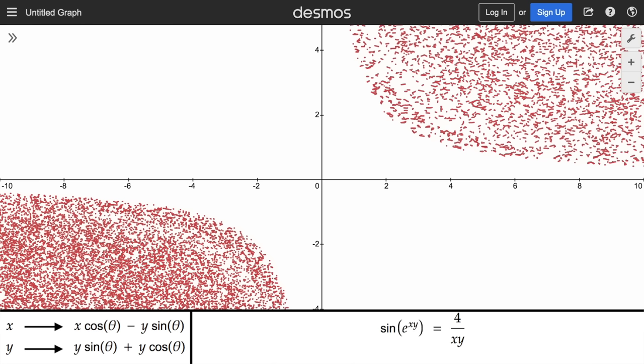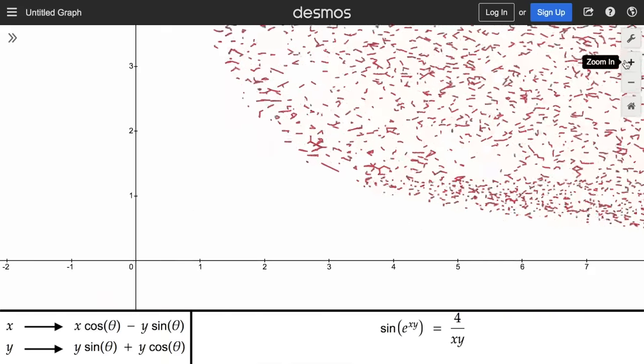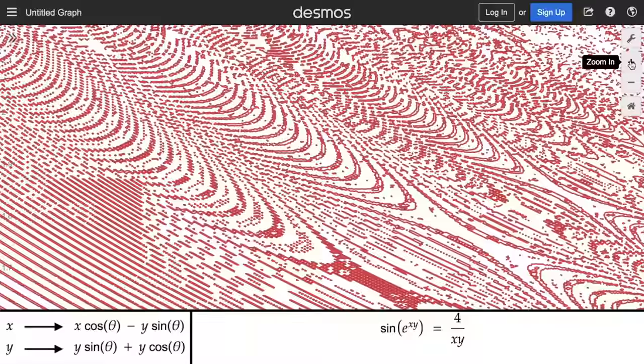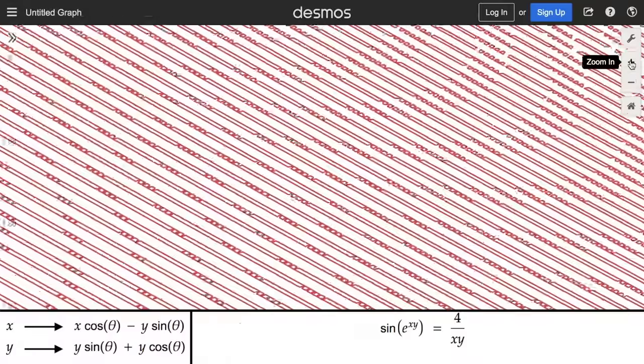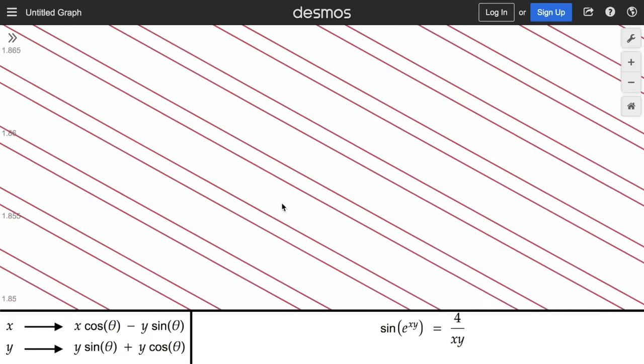Sine of e to the xy equals 4 over xy. I don't even know how to describe this thing. Like a hyperbola, but with freckles. Really? Wait. E to the xy, sine 4 over xy, those should be continuous. Why is it making dots? Wait a minute. These are not dots. They are lines. Desmos, you liar!